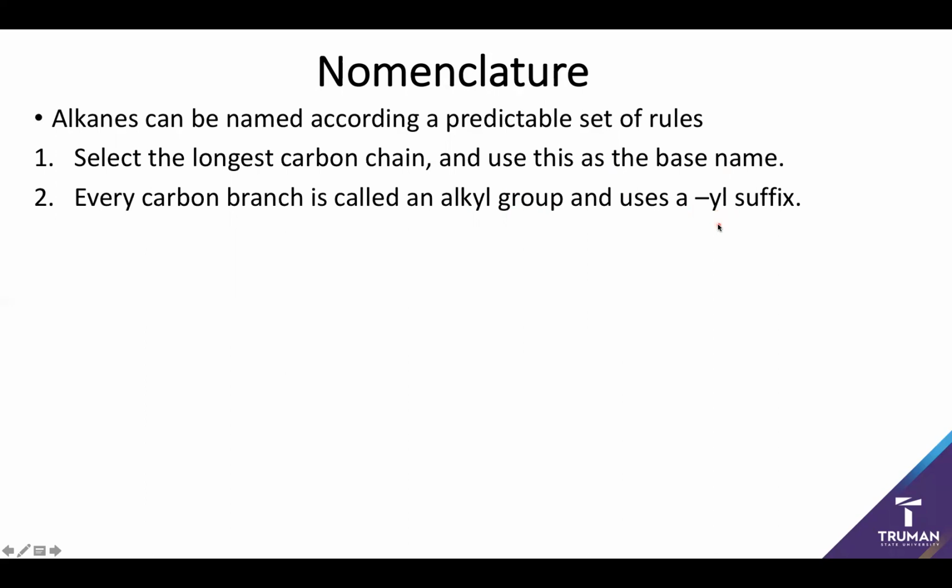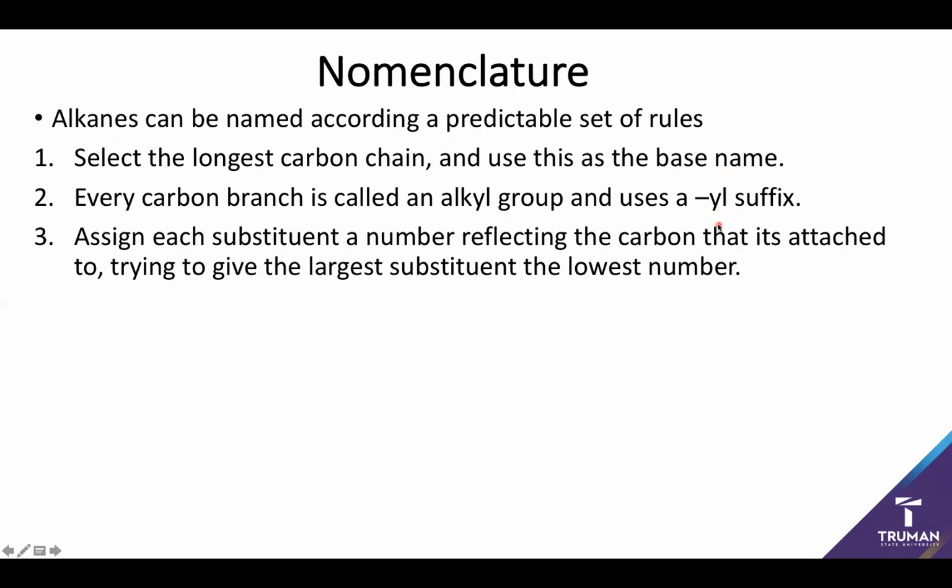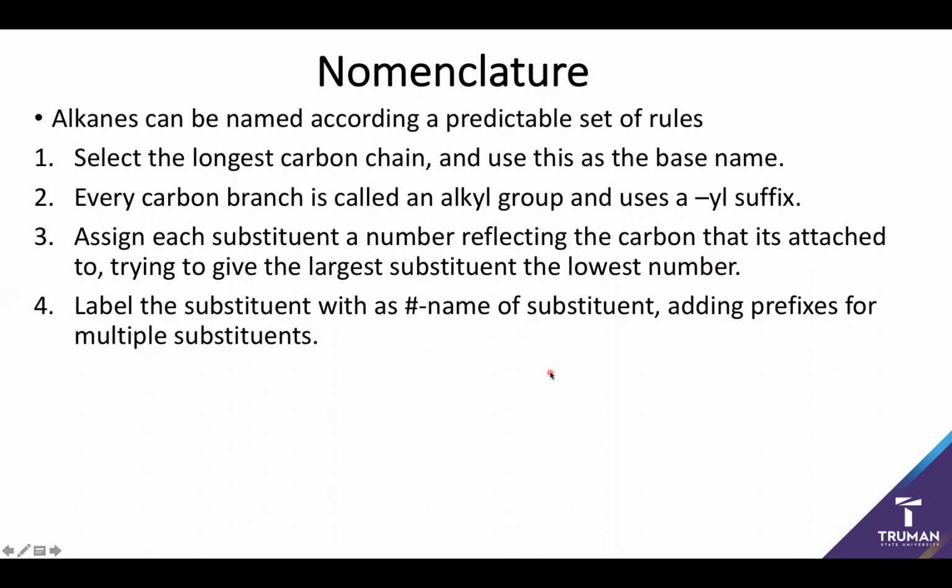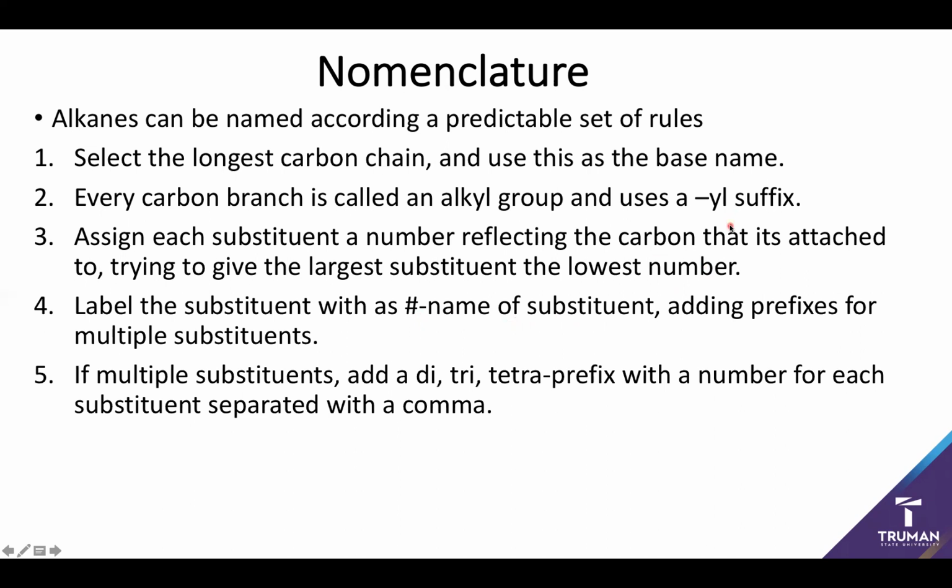Then what we need to do is assign each of those substituents a number based on which carbon atom in the main chain it's attached to. So if we've got two substituents, the one that's larger, we're going to try and give the lowest number possible. Then what we're going to do is label each of these substituents based on which carbon it's attached to and the name of the substituent, with, again, that yl suffix.